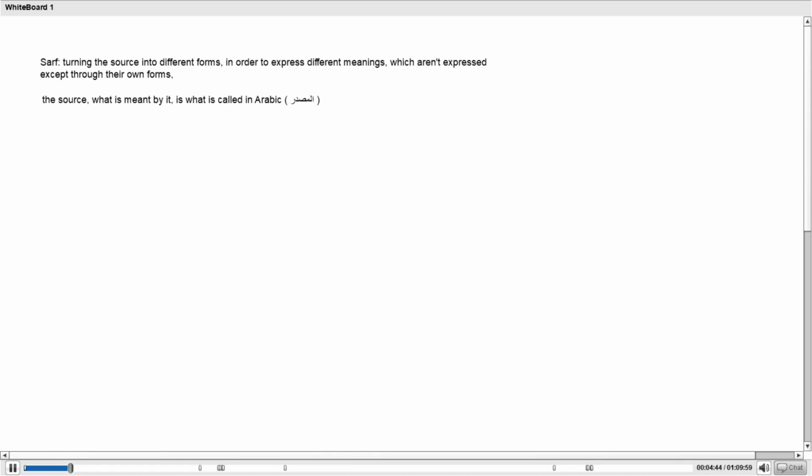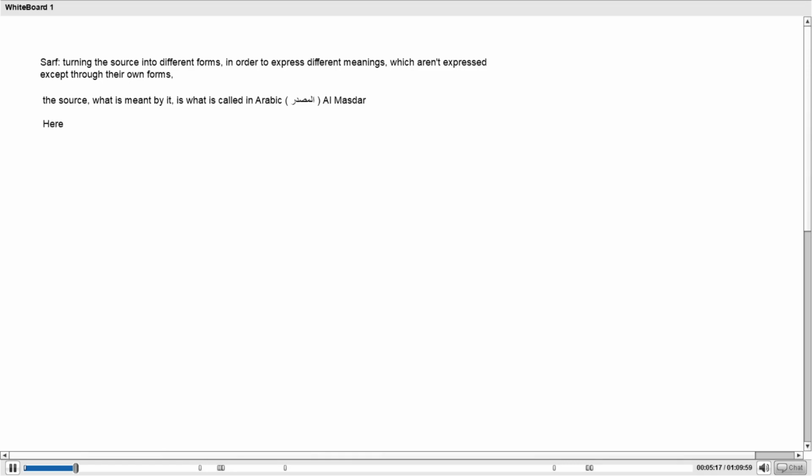Let me write the transliteration, okay? You say al-masdar, okay? Why did they call it masdar? Of course, masdar here is a technical term. Al-masdar linguistically means the source, okay? They called it, yani here, ṭayyib inshallah. So al-masdar. What is al-masdar? Al-masdar means the source. Why? Here.